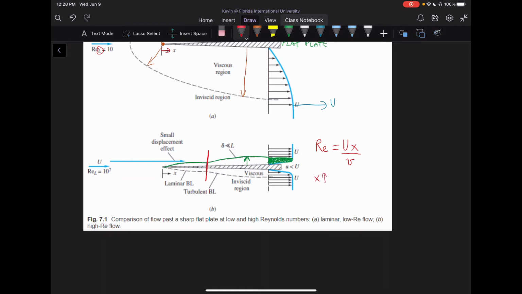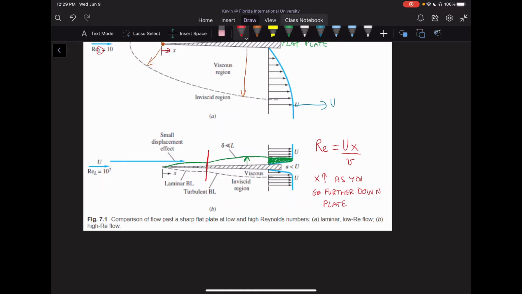So we can say that as X goes up, so X increases as you go further down the plate. That means that as you go further down the plate, your Reynolds number is actually increasing. And if the plate is longer and longer and longer, the Reynolds number keeps increasing more and more and more. So the Reynolds number is now a function of how far you are onto the plate. And if you remember, the higher the Reynolds number, the more turbulent flow you have.